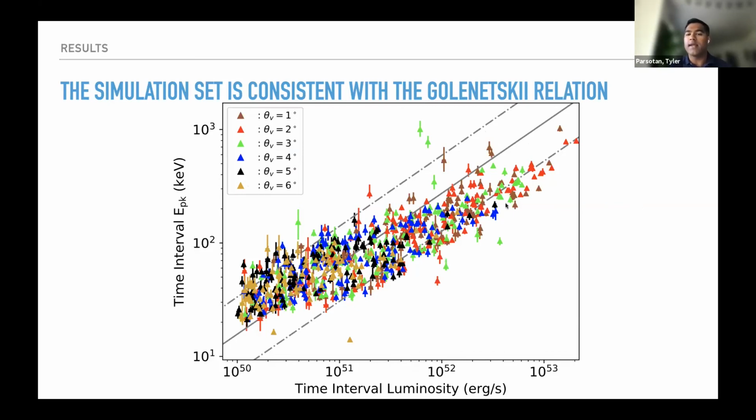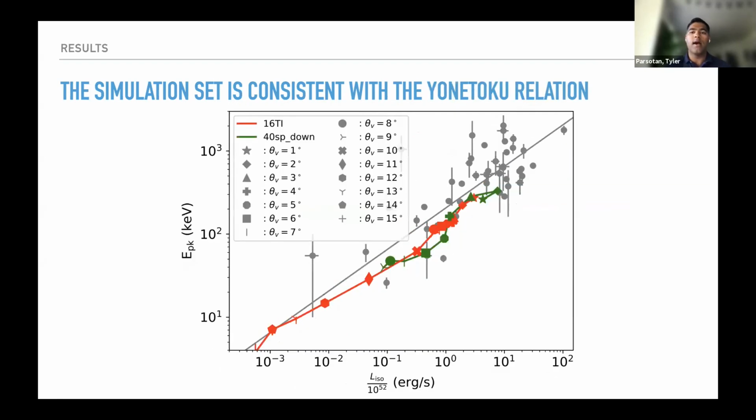And I've taken our 40 spike down simulations for a variety of different observers, and I've plotted each of their time interval luminosities and their time interval spectral peak energy. And you can see that the majority of the points fall very nicely within the Golenetskii relationship. So we're very confident that photospheric emission is able to reproduce the Golenetskii relationship.